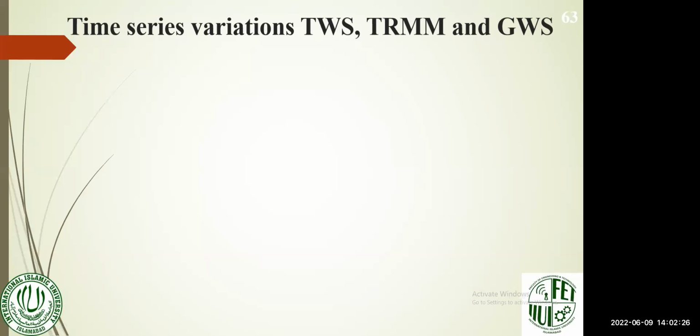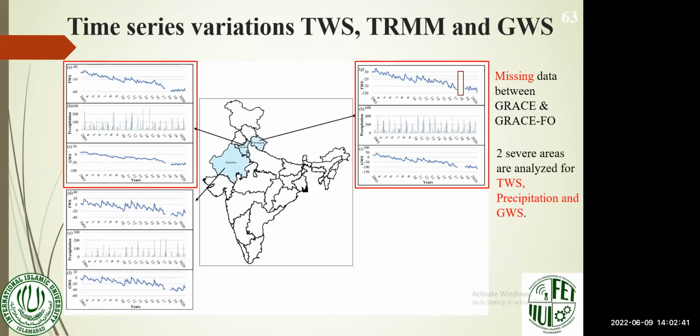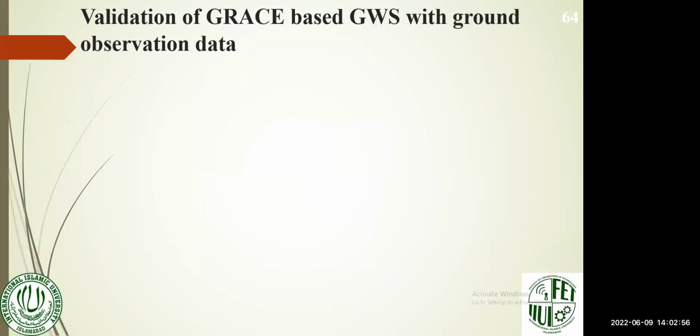So these are the time series variations. Here we can see the time series of the different locations for the area. This is the missing data between the GRACE and the GRACE Follow-On mission. And these are the high to severe areas analyzed in the precipitation and the GWS. And here we have GWS decreasing slowly, but it's still decreasing.